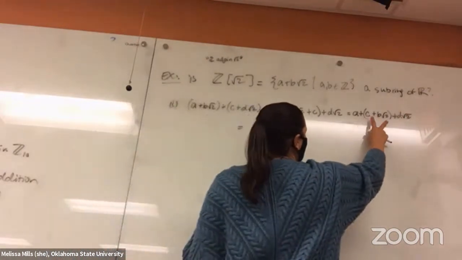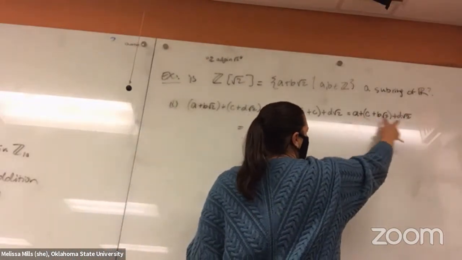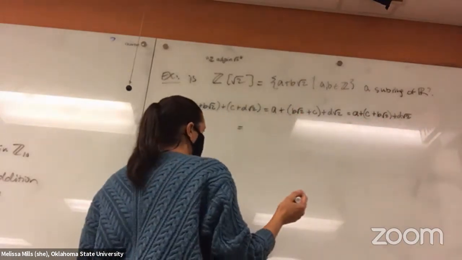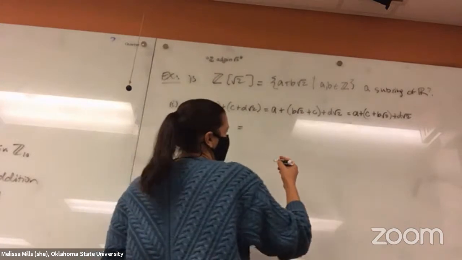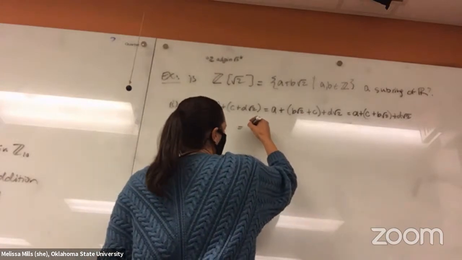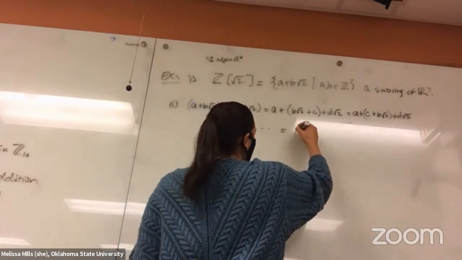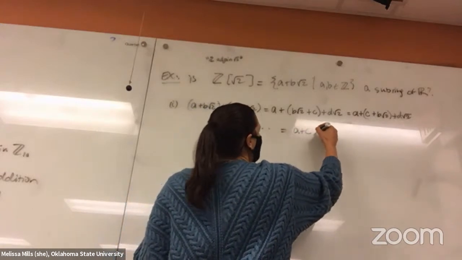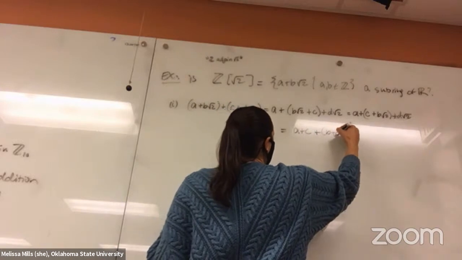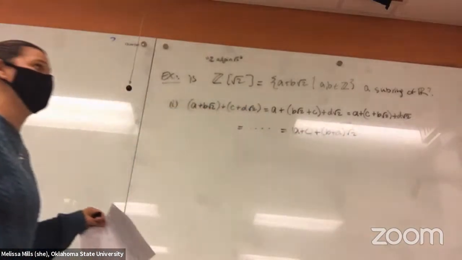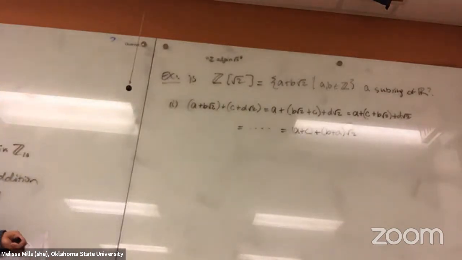And then I can do associativity, add those two and add those two, and then use the distributive property to pull the D out, the B plus D out, right? So anyway, I use all the properties and I get A plus C plus B plus D square root of 2. So we get something that looks like that, which is of the form A plus B square root of 2. Right, so it's closed under addition.